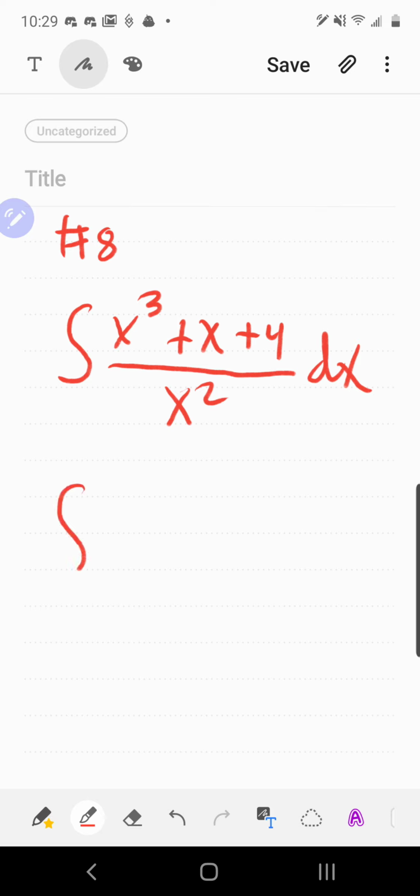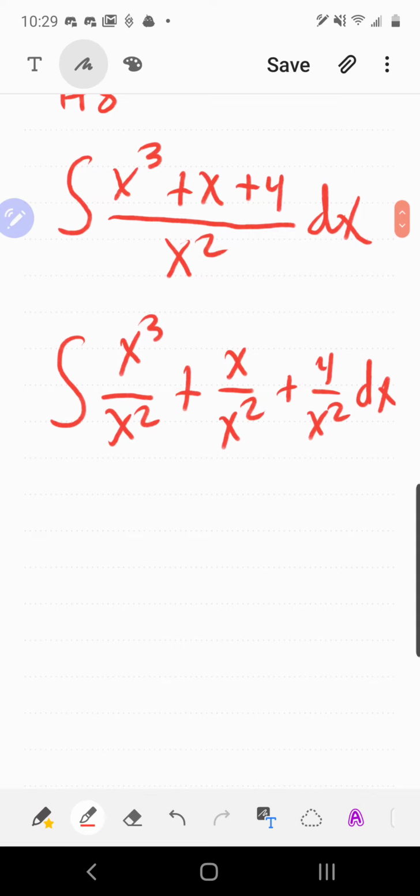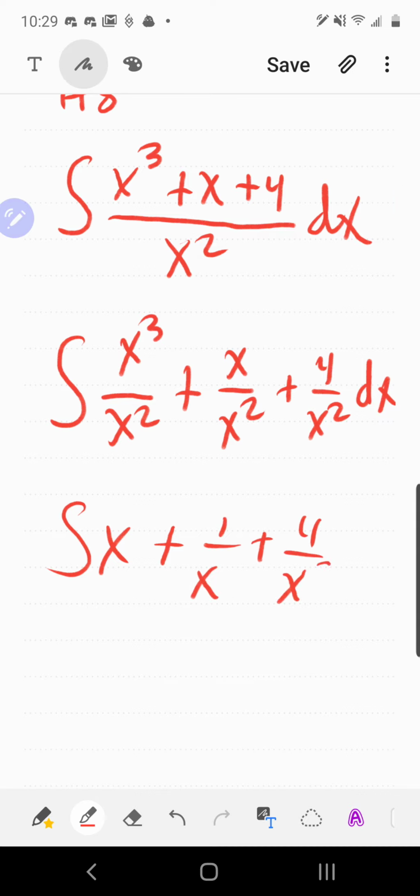What we're going to do is separate this like this and do it like that, because we have a lot of cancellation going on. So instead it's just going to be the integral of x plus 1 over x plus 4 over x squared.